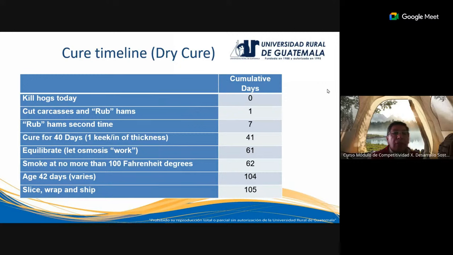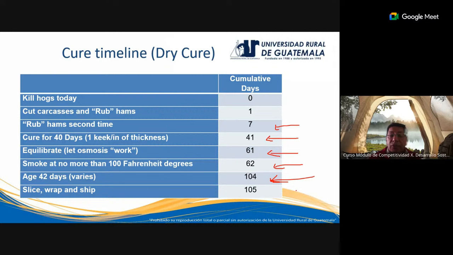Here we have a table that explains how much time a ham will take to be ready for the market. They say that on day one, you can cook carcasses and rub hams. Then rub hams a second time. It will take 7 days. The next process, a cure for 40 days, will take 41 days. And to equilibrate and let osmosis work, we get to 61 days. Then smoke at no more than 100 degrees Fahrenheit, 62 days. And then we need to age 42 days. This is also a process of cure.